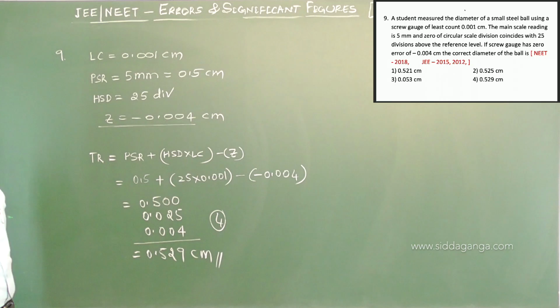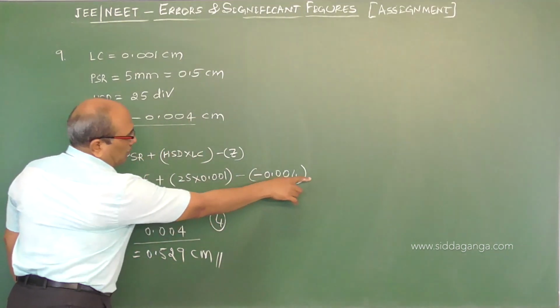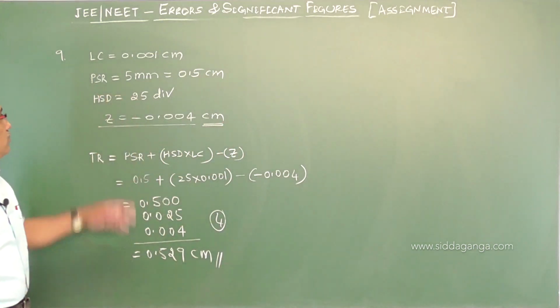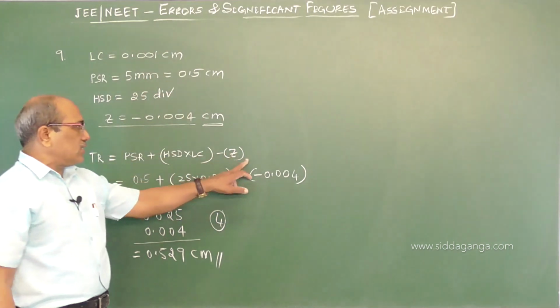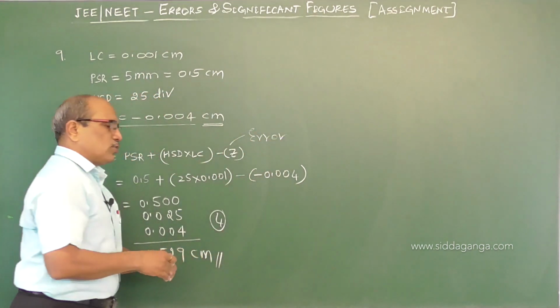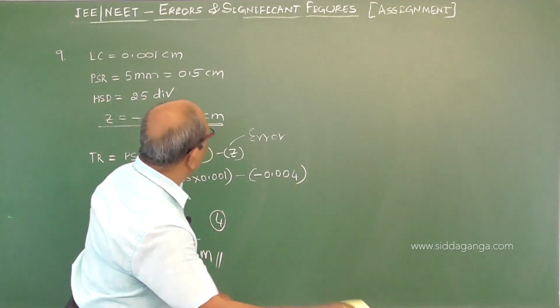It won't confuse you, but you must be careful about what is given. If the division is given, you can multiply it with the least count. Here they have given it in centimeter directly after multiplying the division with the least count. Therefore, minus Z is the error. The error is negative, so the correction is opposite. It becomes plus, and the final answer is the fourth one. Come to the next.